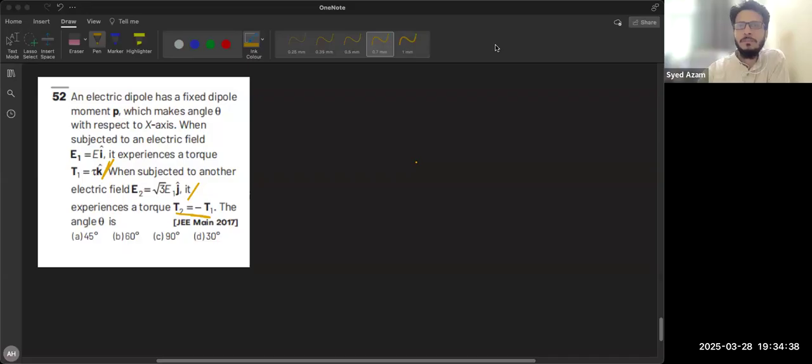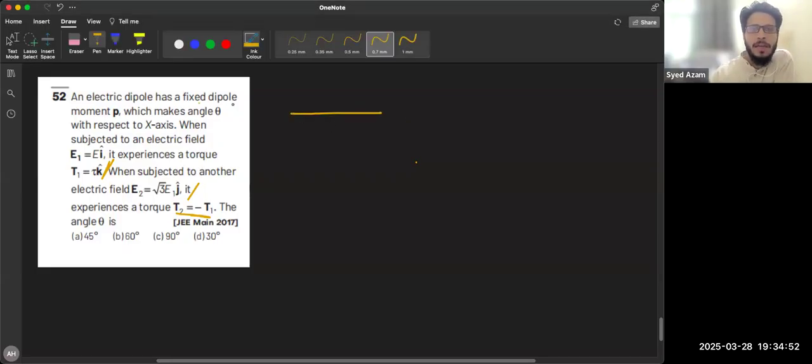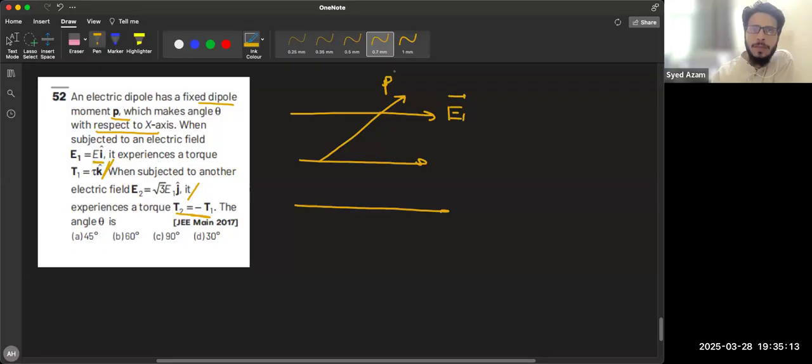Any answers? No answers? See, you have an electric field. The electric dipole has a fixed dipole moment P, which makes an angle theta with respect to the x-axis. The electric field is also along the x-axis. The name of this field is E1. This field E1 is along the x-axis, and in this field you placed a dipole having dipole moment P, and this dipole is making some angle theta with the field.